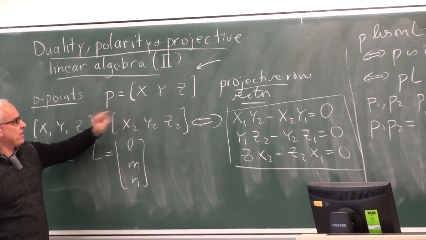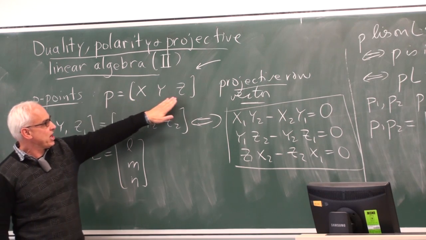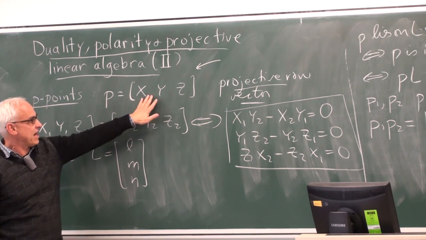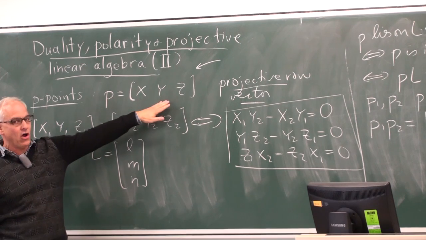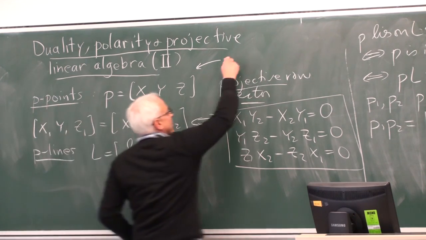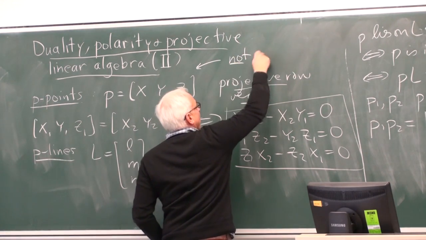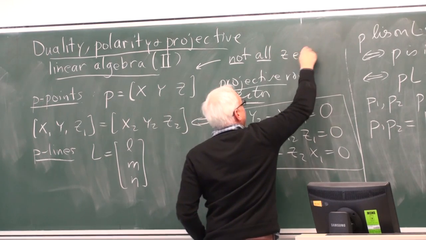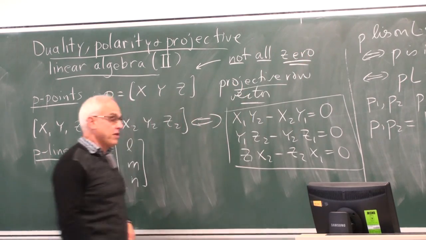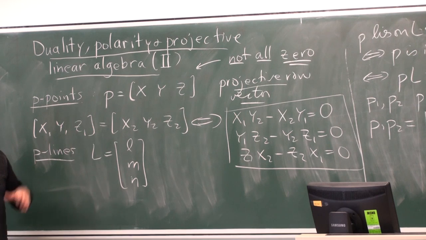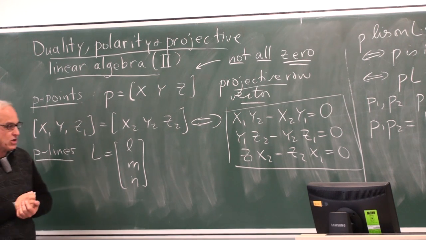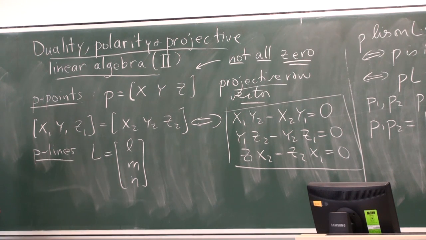So I should have said at the beginning that when we're talking about a projective point like this, we have to satisfy the condition that not all three of them are 0. In other words, we're not going to consider the projective point 0, 0, 0, because in our minds that doesn't correspond to a one-dimensional subspace of the three-dimensional space.